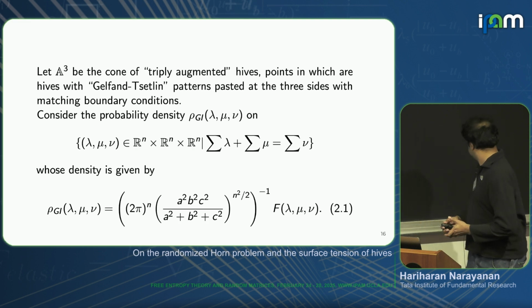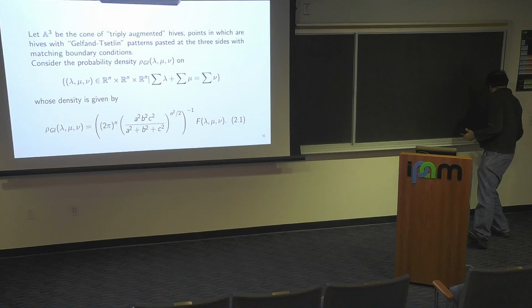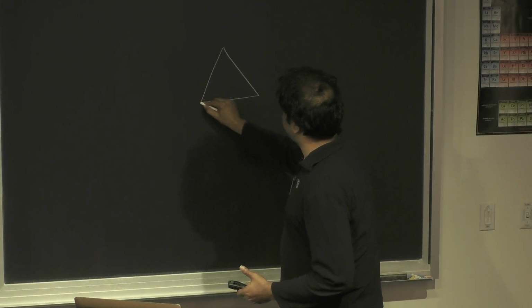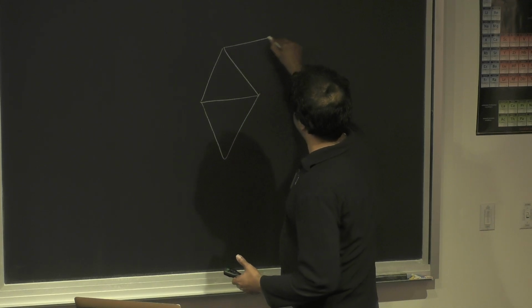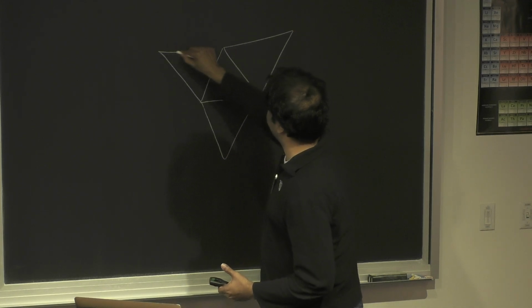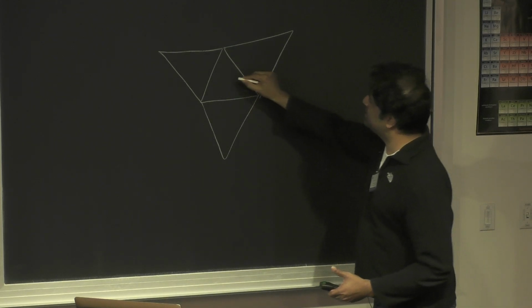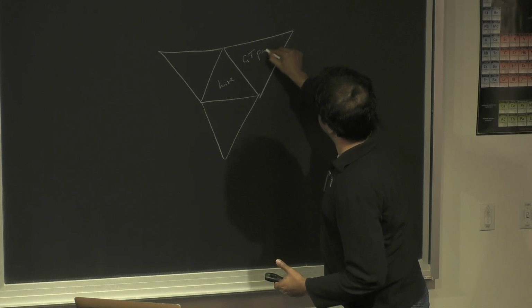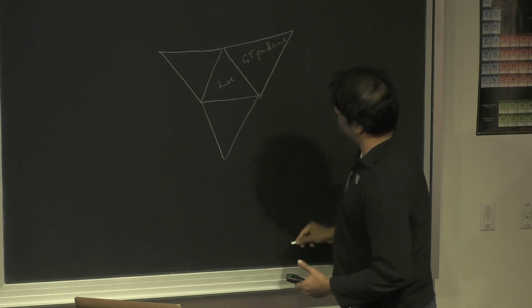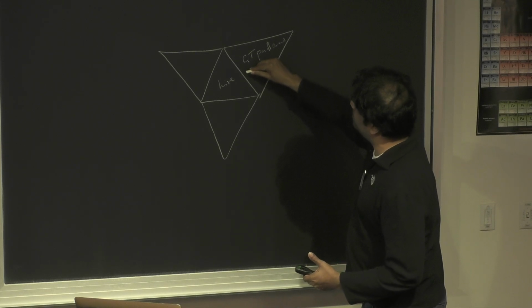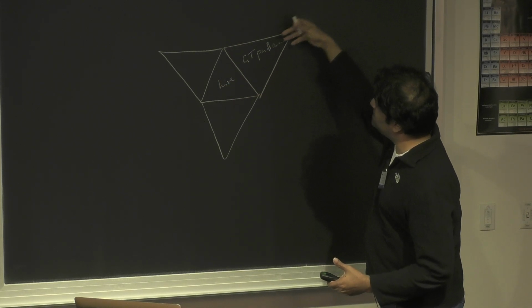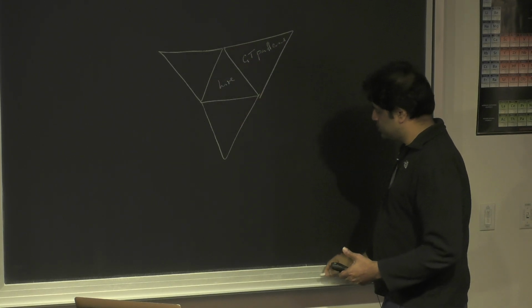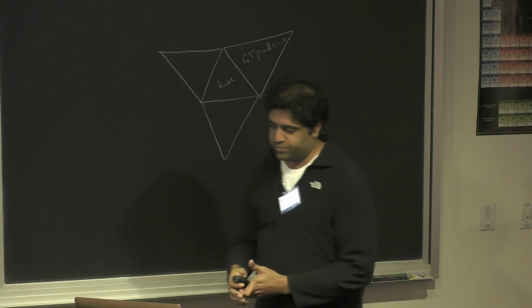What it consists of is a hive, and then on the sides you have to paste three Gelfand-Tsetlin patterns. So this is a hive, and these are all Gelfand-Tsetlin patterns. Recall that the slopes here were lambda, mu, and nu. So you paste the Gelfand-Tsetlin pattern with eigenvalues lambda, mu, and nu on these sides. This is what I'm going to call a triply augmented hive.